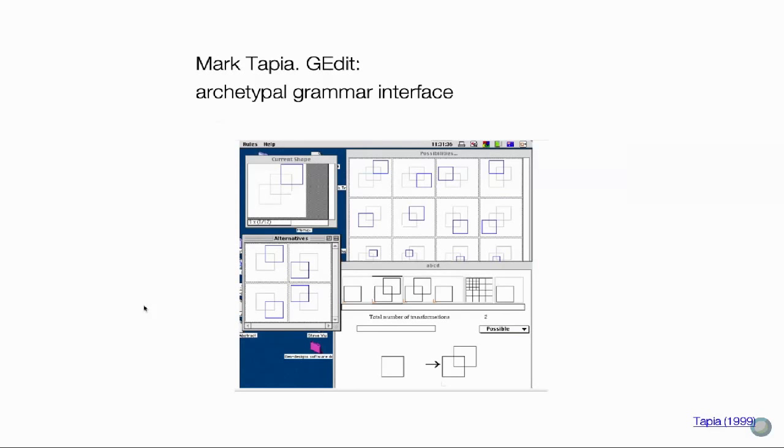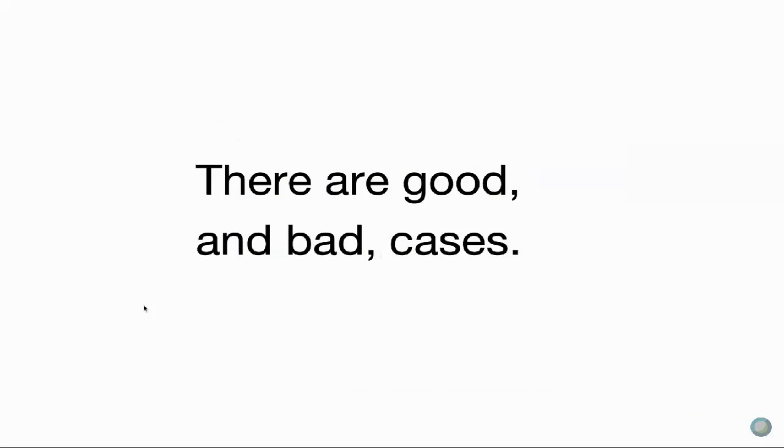I'll go back many years to Mark Tapia's GEdit, which is in many ways an archetypal grammar interface. And it required you to explicitly manage a grammar set, choose which rules apply, choose which objects on which to apply them. And exploration became a fairly cerebral process, where one literally did sit back and think slowly about what you were doing. That's not where I believe you need to be.